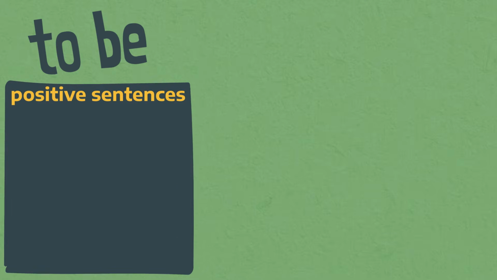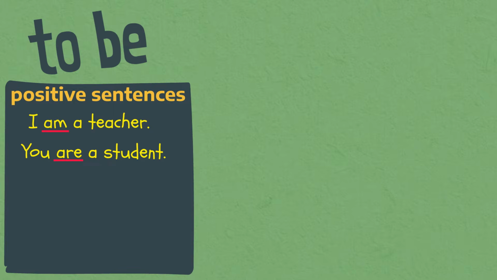Using the verb to be is not quite as simple as this. Look at these positive sentences. I am a teacher. You are a student. She is happy. We are friends. They are young.